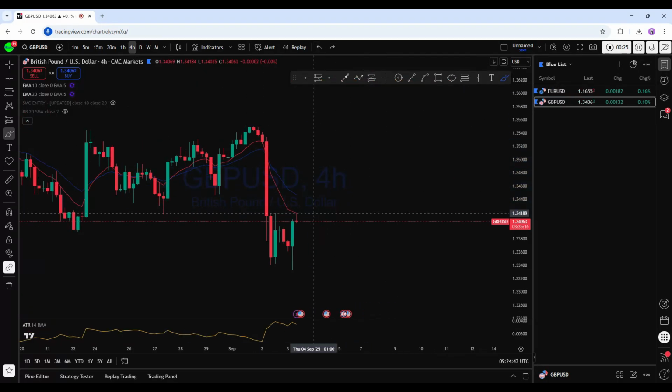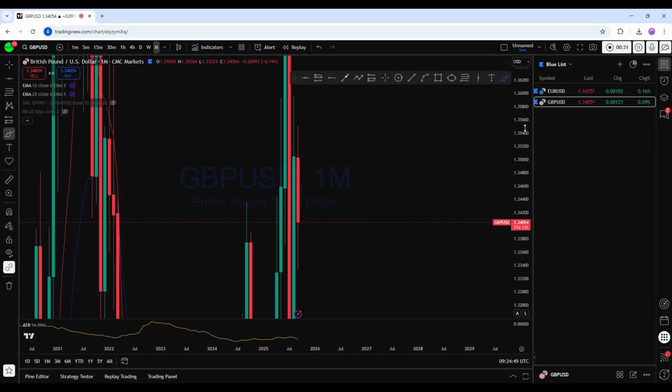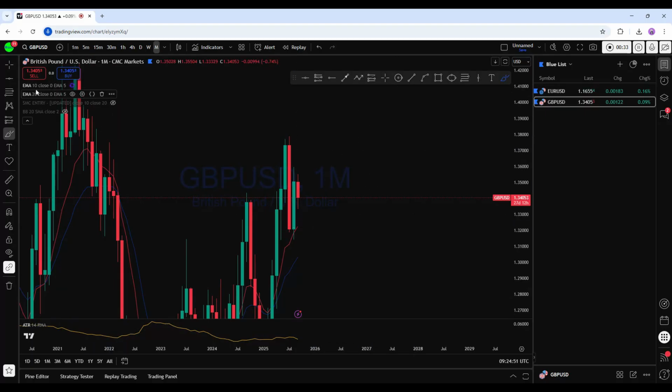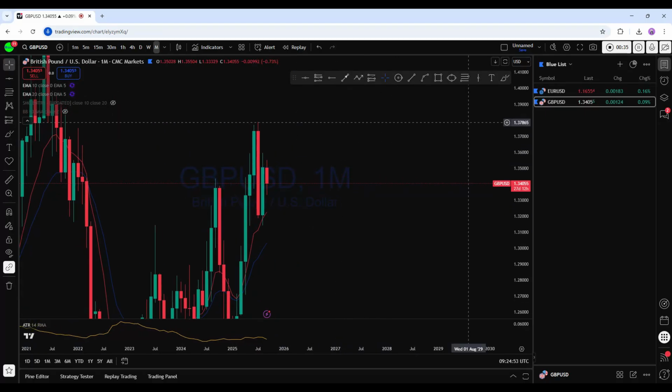So, to understand potential entry, let's first look at the bigger picture perspective, looking at the monthly chart on GBPUSD first of all, and then we'll also be looking at euro dollar.